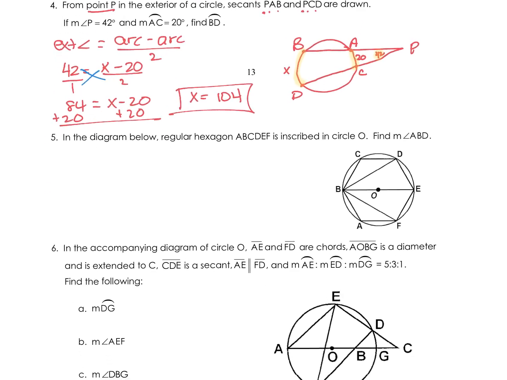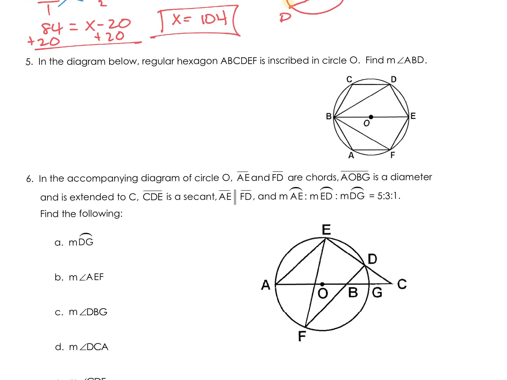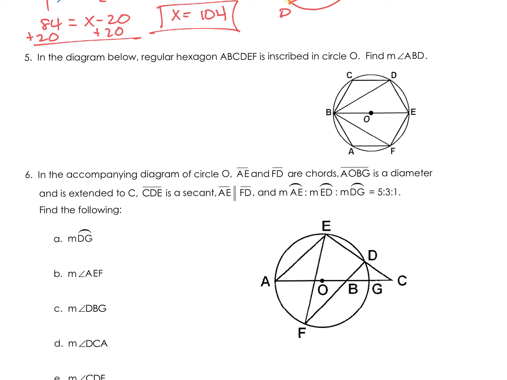All right, on to the back. We have a hexagon inscribed in a circle. That means all 6 corners are touching. And they want us to find angle ABD. Well, ABD is right here, and that's this angle.